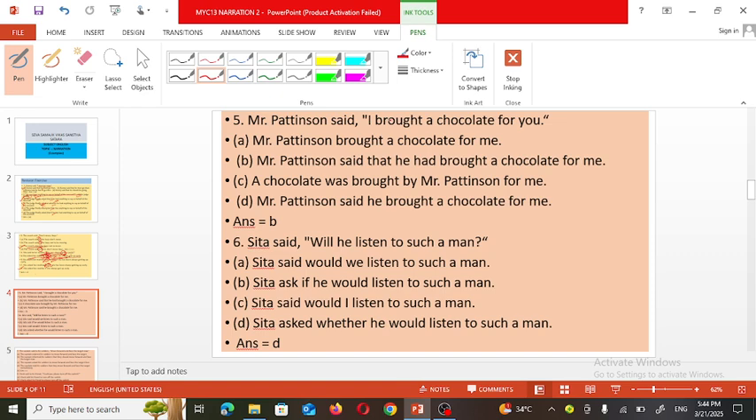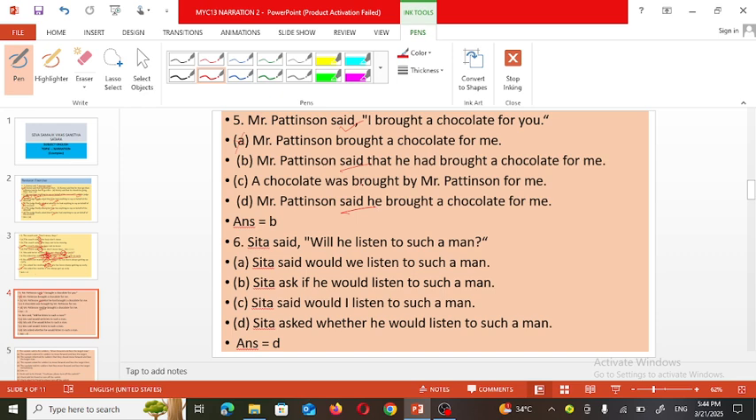Now this is a dialogue. So the same conjunction will be there, sorry, the same reporting verb will be there as said. So where it is written, it is not written here. So option A won't be there. Here said is there, and here also there is said.